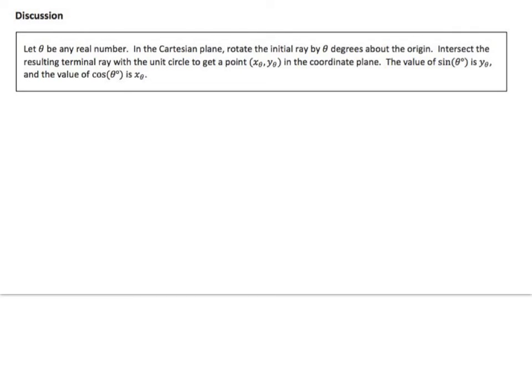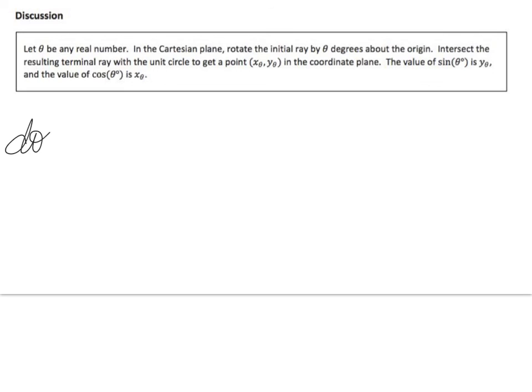Let theta be any real number. In the Cartesian plane, rotate the initial ray by theta degrees about the origin. Intersect the resulting terminal ray with the unit circle to get a point (x, y) in the coordinate plane. The value of sine theta is y, the value of cosine theta is x. And that's what we just talked about.